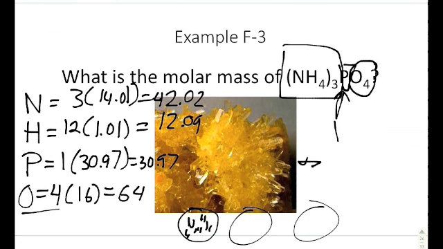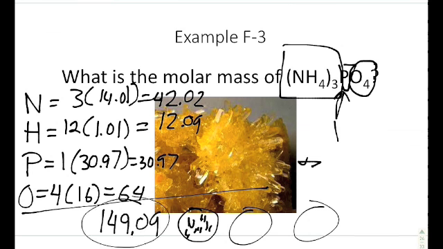Take these things and add them all up, and you get 149.09. Finding the gram formula mass can be kind of tricky, and it takes a lot of practice, so you do have several examples that you can work through this on.